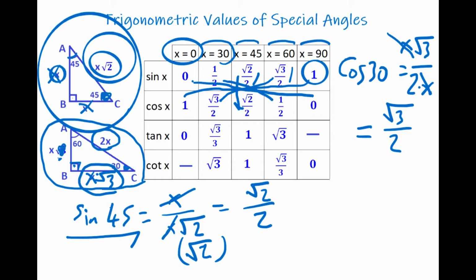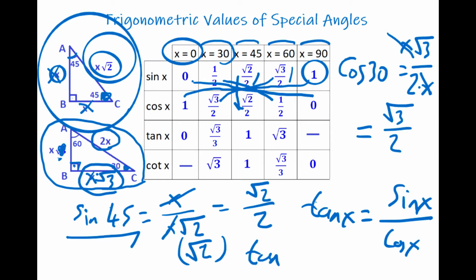And we all know that tangent x is sine x divided by cosine x. So in other words, in order to find tangent x, for example, let's say tangent 45, guys, it is sine 45 divided by cosine 45. Because sine 45 is the same as cosine 45, that means we're going to have 1 for tangent 45. So in this way, you can easily find tangent values.